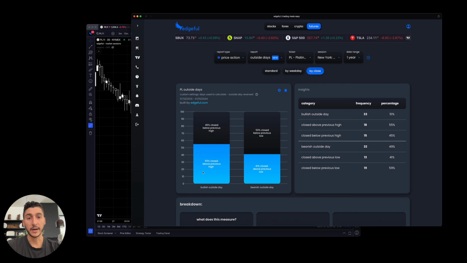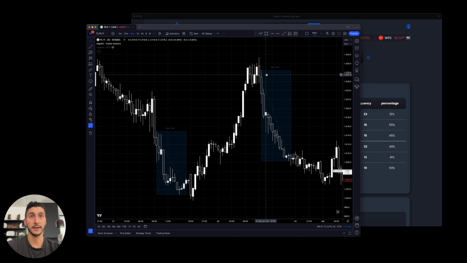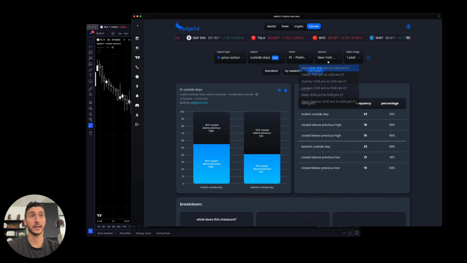Just as a reminder, a bullish outside day is when price today opens above yesterday's high. So right now we're looking at platinum. I'm going to mark out yesterday's high. And again, we're looking at that New York session.